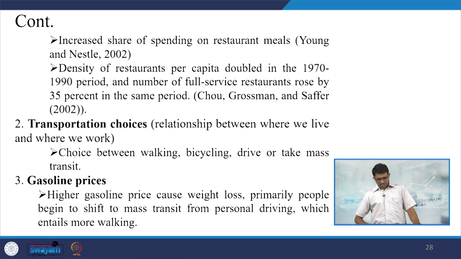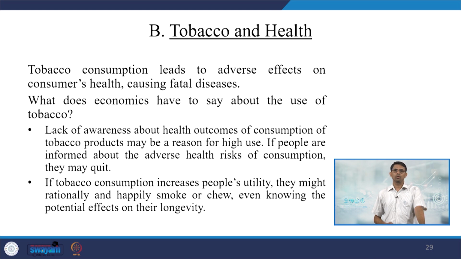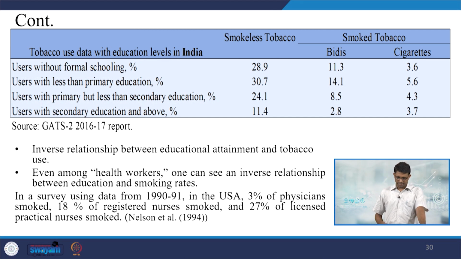Similarly, other references we have cited, you can read. Transportation choices are another factor, such as gasoline prices. Higher gasoline prices might cause weight loss, primarily because people begin to shift from personal driving to mass transit, which entails more walking. So there are indirect ways of understanding healthcare. Some researchers have already derived important dimensions you can follow. Similarly, tobacco and health I am not emphasizing, and you may read on your own.